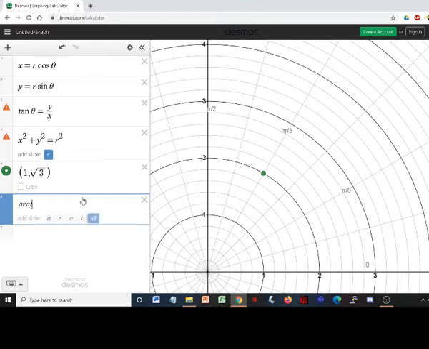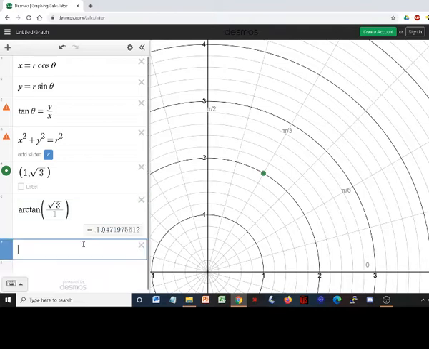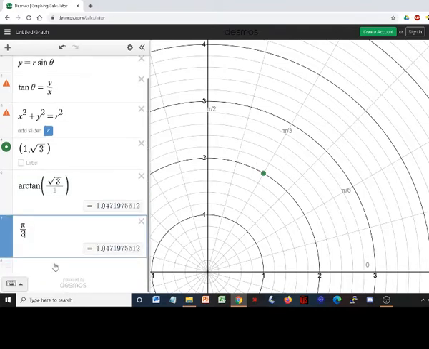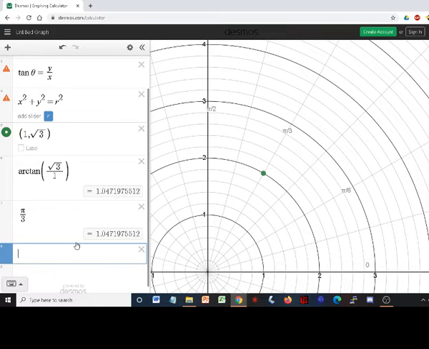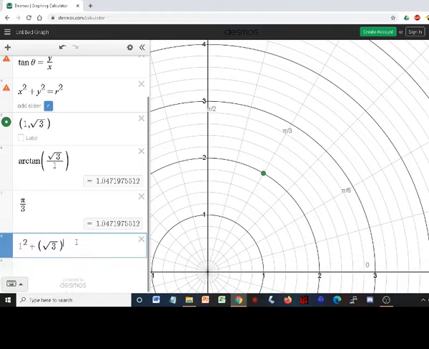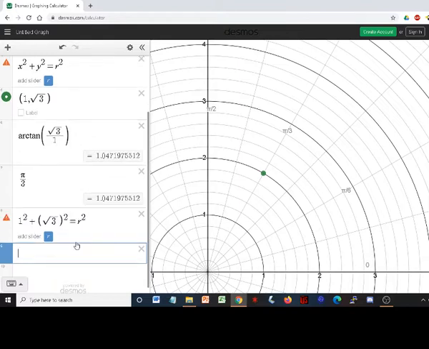So if you take arctan, and then y is root 3, and x is 1, you get that angle. That pi over 2 is 1.5 something, so that makes sense. But really, doing this in Desmos doesn't tell you that that's pi over 3. However, the grid does tell you it's pi over 3. And then if I want the radius, x is 1 squared, and then square root 3 squared. That's really 4, so take the square root of that to get 2. So r should be 2.